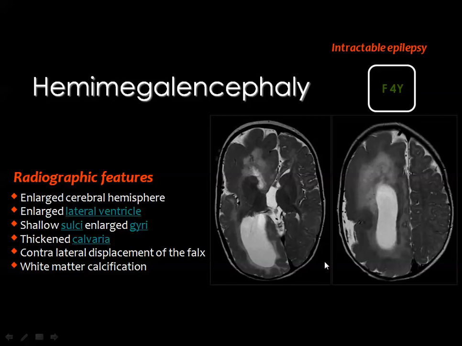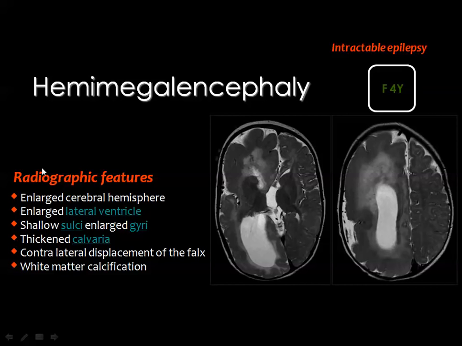And also look for the white matter. By the age of 4 years, there should be full myelination of the white matter, and it will appear dark in the T2 weighted images, as you can see here. But the white matter of the affected hemisphere looks bright due to the presence of abnormalities in the white matter.